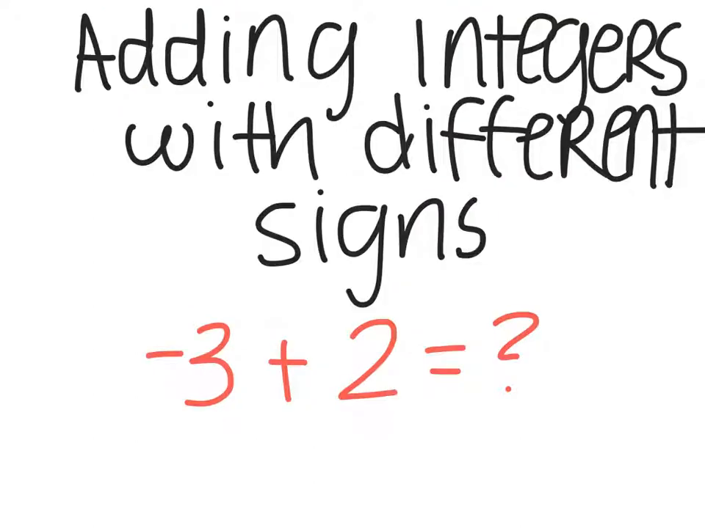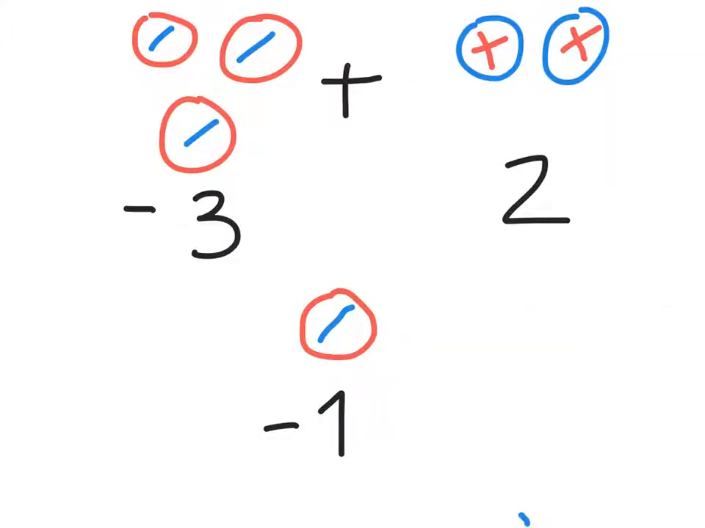Okay? Now we're going to add integers with different signs. So it'd be -3 plus 2 equals what? So -3, notice, has a different sign from 2. Okay, so we have -3 plus 2. So 3 negative counters plus 2 positive counters would be -1.